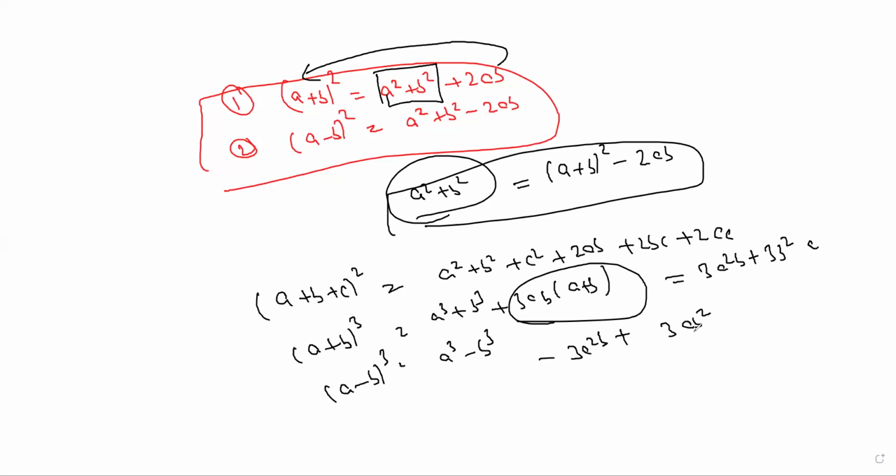Now try to understand. You might not get a plus b as a whole cube. You might get just a cube plus b cube, or you might just have 3b square a. So you need to think in this particular format that you can write this like this as well. You can write this in this particular format as well. That will be the thing you need to understand while solving any question in algebra.